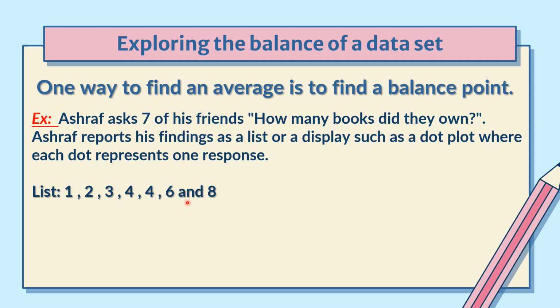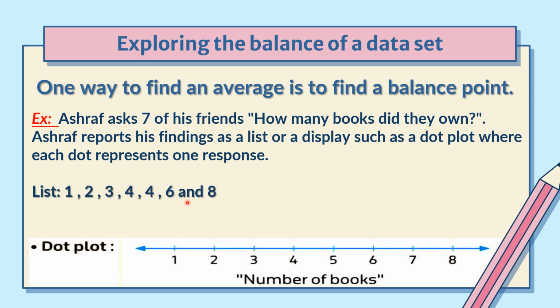Let's represent this data on the dot plot. Here we have the dot plot, and down we have the number line. We have here the number of books. Here in the list we have 1, so we are going to represent it with 1 dot on number 1. We have 2, we are going to put only 1 dot on number 2. We have the 3 only 1 time, so we are going to make only 1 dot on 3. 4, 4, which means we have 2 dots on 4. 6, 1 dot on 6. 8, 1 dot on 8.